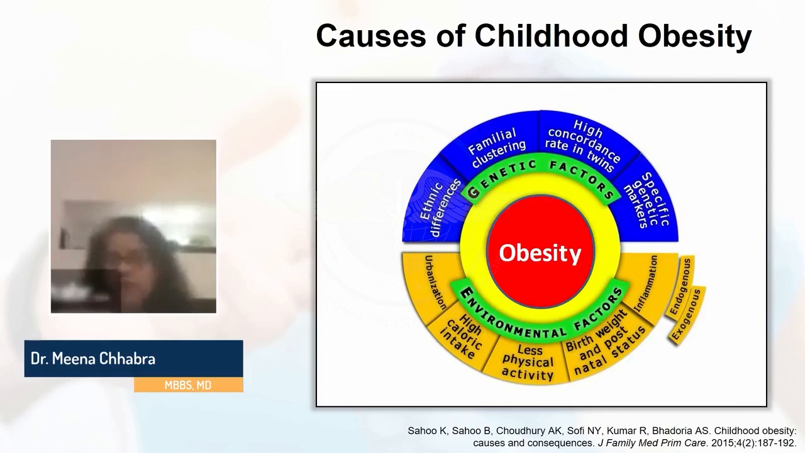So if we have to target childhood obesity, we have to target the obesogenic environment. It's more environmental rather than genetic. Of course, there are specific genetic markers, and obesity is higher, there's a high concordance rate in twins. There are genetic factors, but we cannot just ignore the environmental factors.